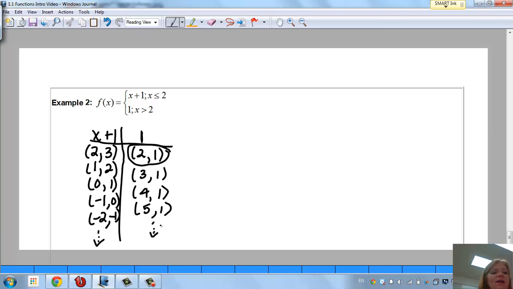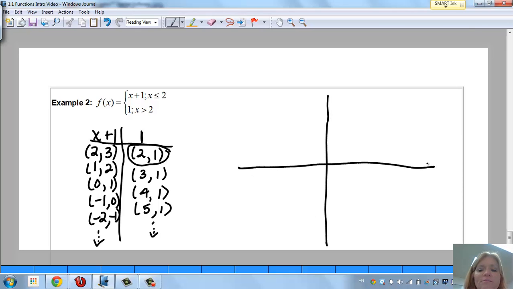Now, if we were sketching this, this is an interesting graph, because here's your x and here's your y. You basically have one side a line, and you have another line, but the other line is flat because its y is always 1. So I have the point 2, 3, 1, 2, 0, 1, negative 1, 0, negative 2, negative 1. Here's a point, this is a point. So it's a nice straight line. Sorry, that goes this way.